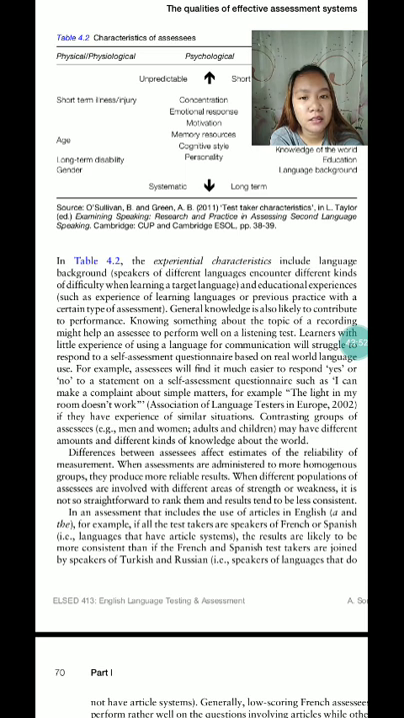Learners with little experience of using a language for communication will struggle to respond to a self-assessment questionnaire based on real-world language use. For example, assessees will find it much easier to respond yes or no to a statement on a self-assessment questionnaire such as "I can make a complaint about simple matters," for example, "The light in my room doesn't work," if they have experience of similar situations. Association of Language Testers in Europe, 2002. Contrasting groups of assessees, men and women, adults and children, may have different amounts and different kinds of knowledge about the world.